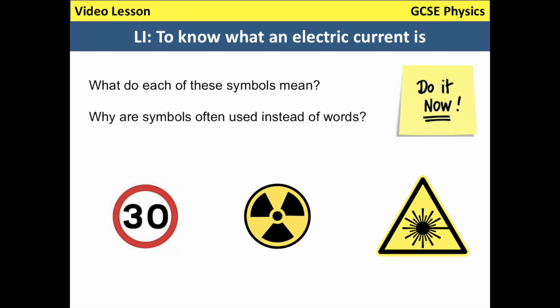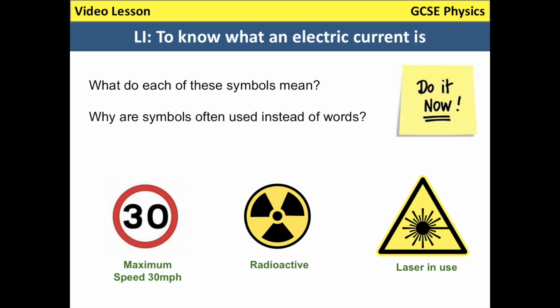So that first sign that we have there with the 30 in the red circle, of course, means that we have got a maximum speed of 30 miles per hour. The second one, the one in the middle, you will have actually seen before in GCSE Physics. That symbol is used to indicate that something, a substance or a material, is radioactive. And then finally, the one on the right-hand side is one that you're going to encounter when you move on to A-level physics. That is one that suggests that there is a laser in use.